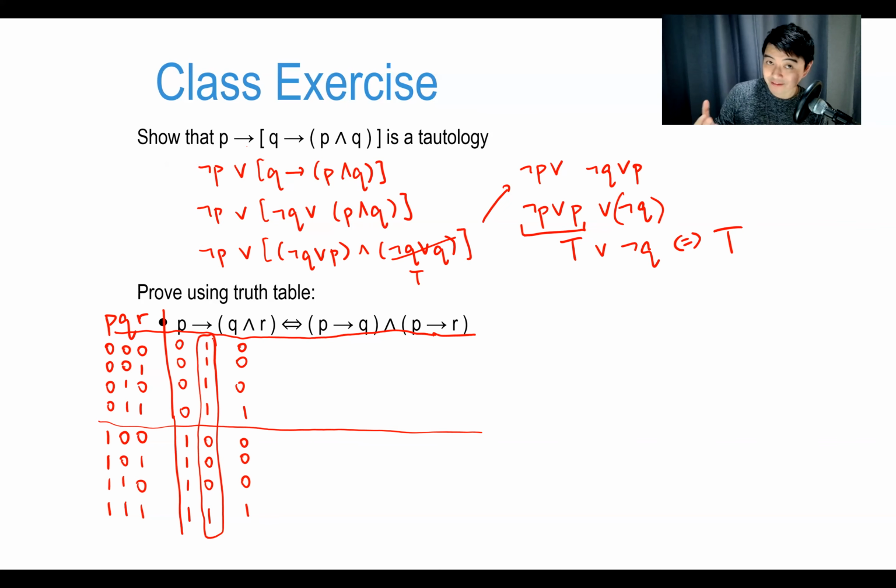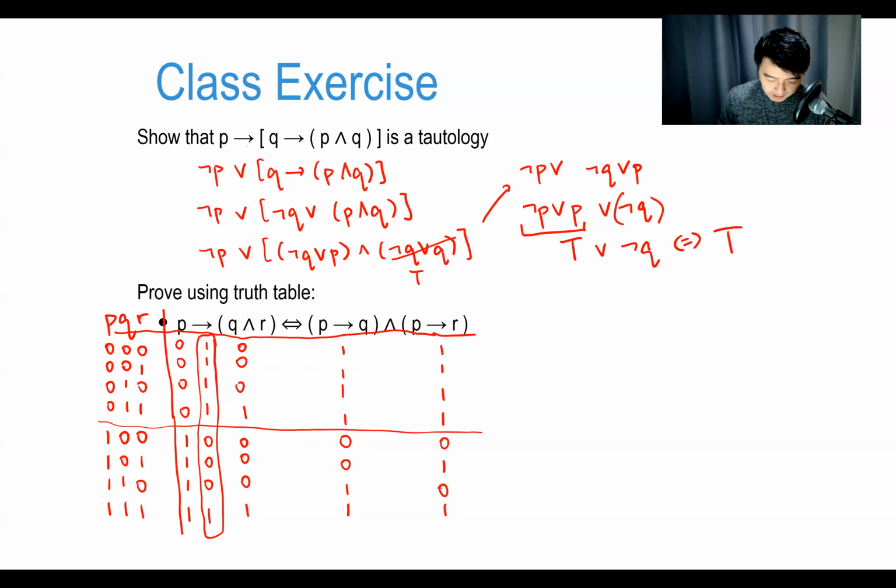And now let's verify that the left-hand side is also equal to the right-hand side. Now, again, we're going to go a little bit faster here. P implies Q is only false when P is equal to 1 and Q is equal to 0. So P is equal to 1 and Q is equal to 0. Okay, I'm going to put those ones, and then P implies R is only going to be false when P is equal to 1 and R is equal to 0.